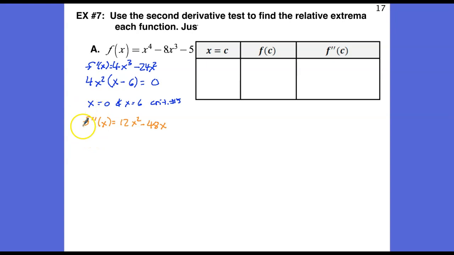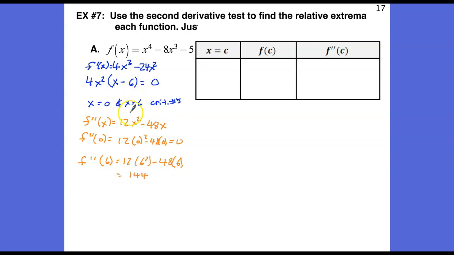And we're going to see what is the sign of the second derivative at the critical values. So f double prime of 0 is equal to 12 times 0 squared minus 48 times 0, which is equal to 0. And furthermore, f double prime of 6 is going to be 12 times 6 squared minus 48 times 6. And that's actually going to be equal to 144.